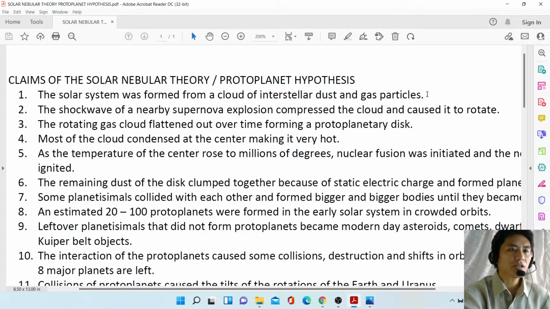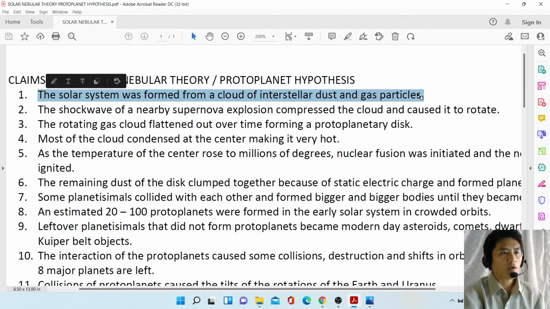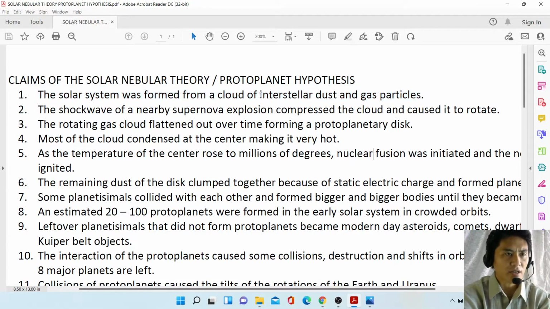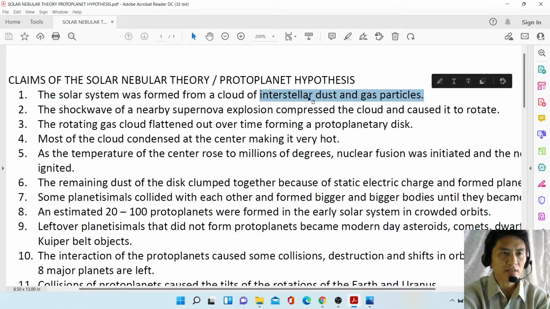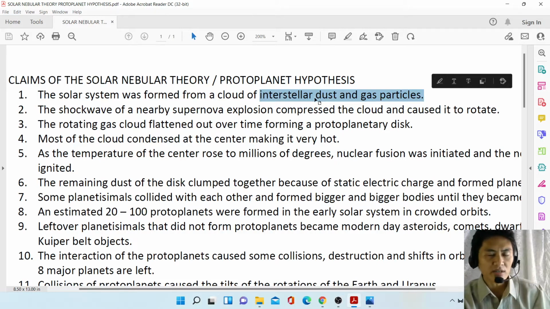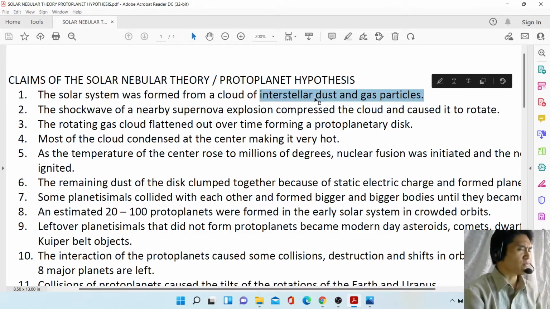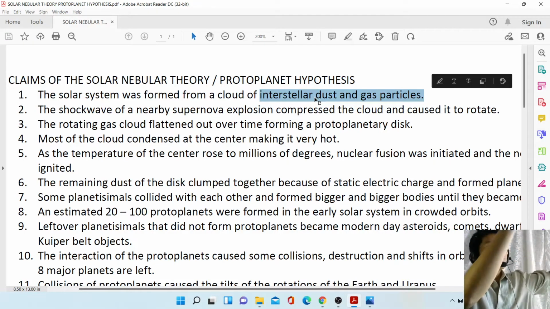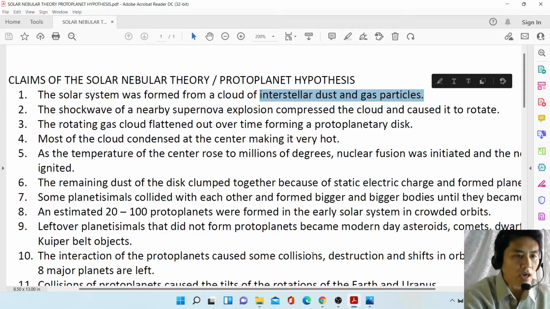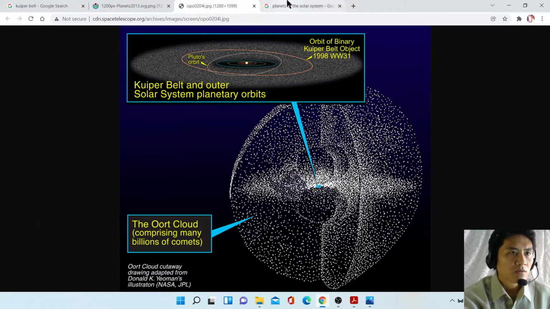So the first entry here says that the solar system was formed from a cloud of interstellar dust and gas particles. Obviously, in your grade 9, you learned about this interstellar dust and gas particles, meaning these are particles that are floating around in space in between stars. That's why interstellar. And these dust particles come from supernova explosions in the past. But you have these clouds of dust particles, and in fact, we can search for some of them.